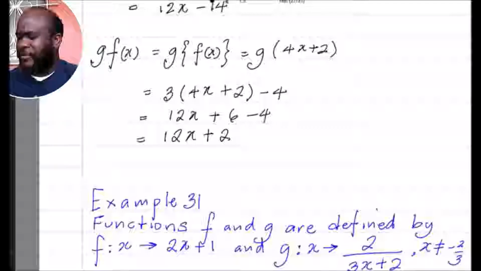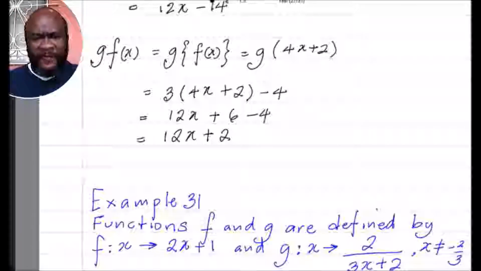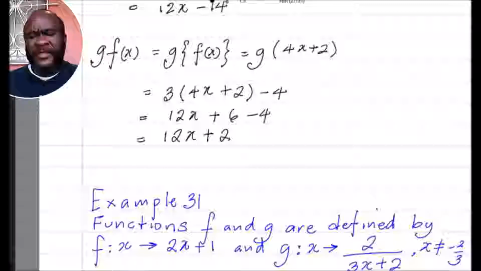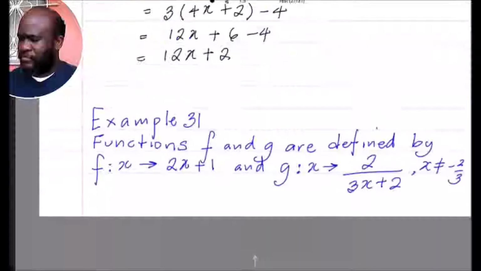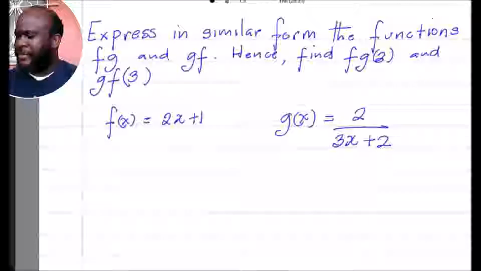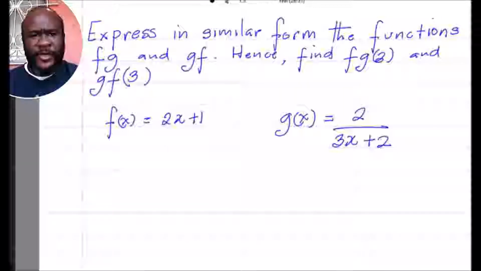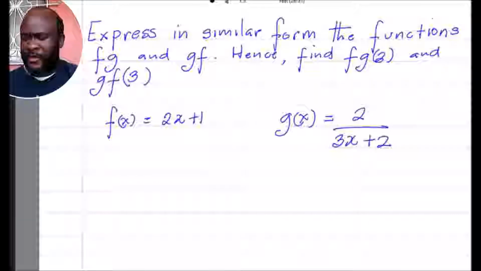All right, example 31. Example 31 says the functions g and f are defined by f of x is the function 2x plus 1, g of x is 2 over 3x plus 2, where x is not equal to minus 2 over 3. And we're asked now to express in similar form the functions f of g and g of f. Hence find f of g of 2 and g of f of 3.